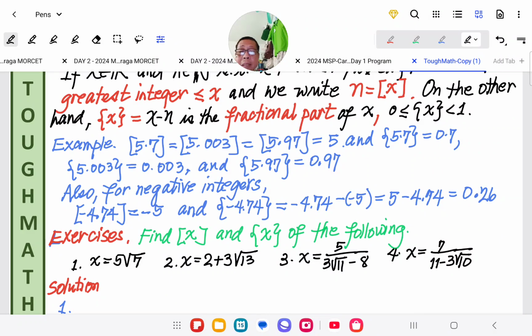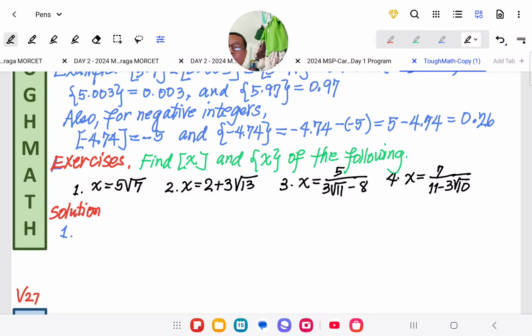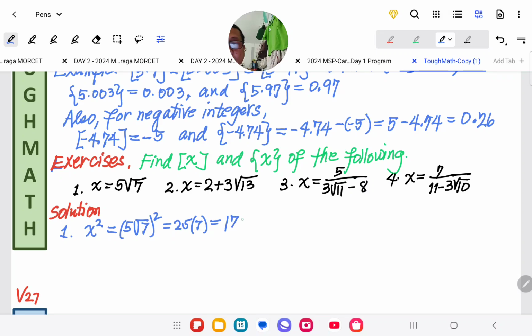We have here some exercises. Find the greatest integer value of x and the fractional part of x. Number 1, x is equal to 5 times the square root of 7. So here, first we take the square of x, which is 25 times 7, which is equal to 175.